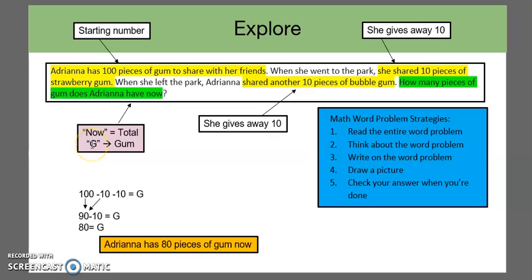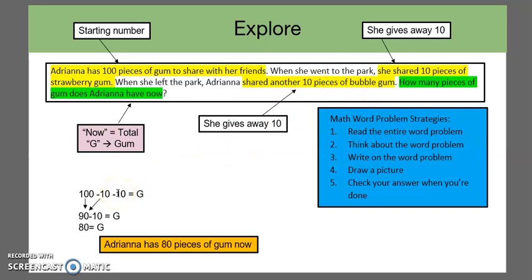We're going to use, again, the letter G for gum. And we're going to write out our problem. 100 minus 10 minus 10 equals G. The first 10, again, is the strawberry gum, and the second 10 is the bubble gum.